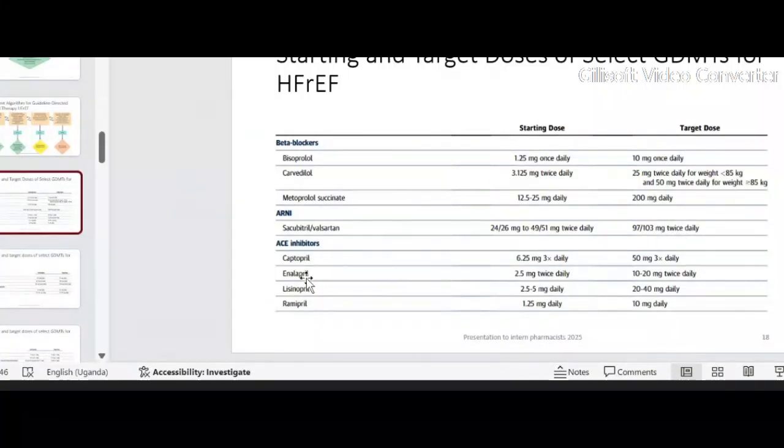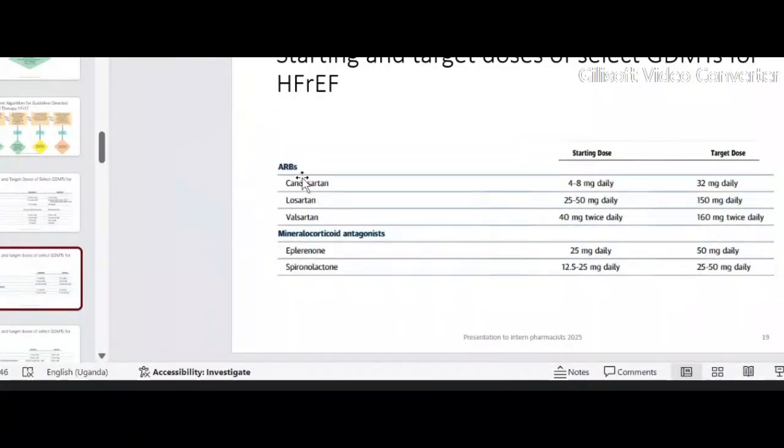ACE inhibitors that have shown benefit in HFrEF, you can see them there. Captopril is very commonly used in pediatrics, but also very commonly used in ICU settings. In critically ill patients, we tend to give them captopril to reduce afterload. Then when they are more stable, we can go to these other long-acting drugs.